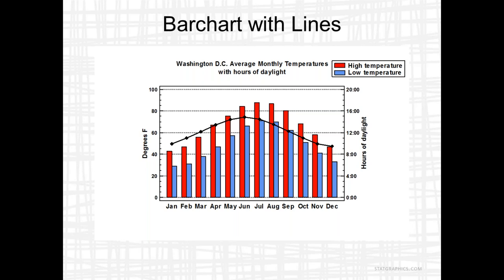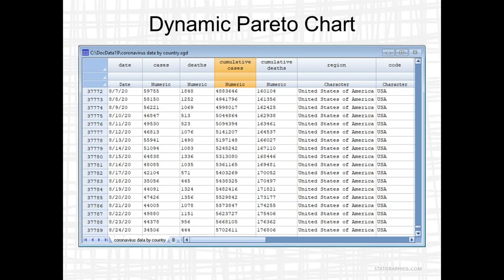Okay, now those are all in 19.1. In 19.2, we went ahead and added three new dynamic visualization procedures. And if you're familiar with Statgraphics, you know that we call these things statlets. And what they are is they are animated charts, typically showing how things have evolved over time. Now, the first one I'm going to show you is the dynamic Pareto chart.